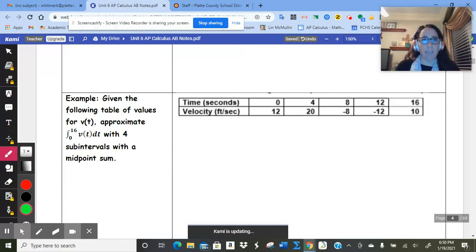Okay, I would like for you guys to try this one on your own. Go ahead and pause me and make sure you can get 64. If you don't get 64, then you need to ask me in class.